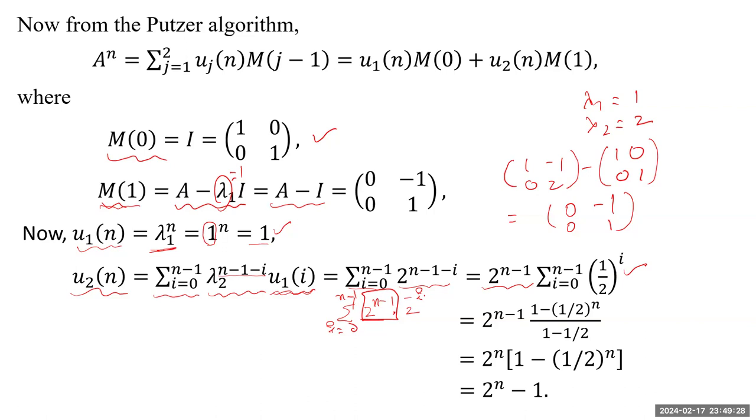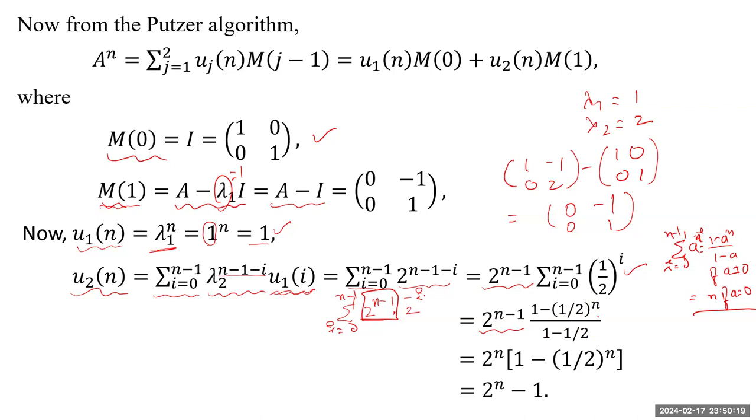But you know this sum: the summation I equals 0 to n minus 1 of a to the power of I is equal to 1 minus a to the power of n over 1 minus a, if a is not equal to 1, and that is equal to n if a is equal to 1, right? So that's why I am expanding this, 2 to the power of n minus 1 times 1 minus a to the power of n over 1 minus a. So we know what our a is: a is 1 over 2.